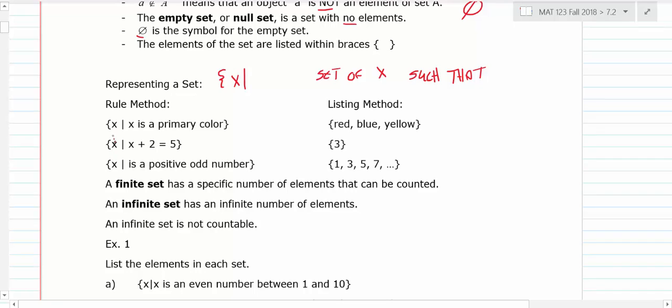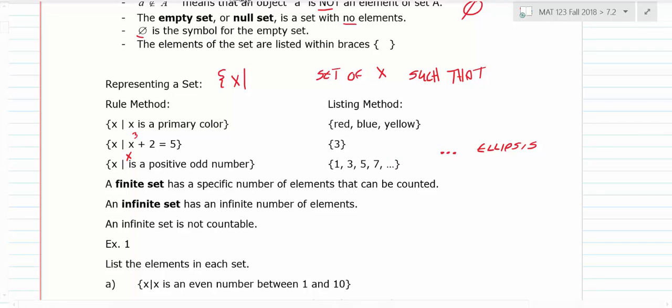Okay, here's another one, a rule method. The set of x such that x plus 2 is equal to 5. Well, there's only one answer to this equation, and of course that's 3. So the listing method would be that the solution is 3. Another example would be the set of x such that x is a positive odd number. That would be 1, 3, 5, 7, and so forth. And you put the 3 dots, just meaning that it goes on forever. Anytime you see the 3 dots, we call that an ellipsis. You don't really need to know that terminology. You just need to know what the 3 dots mean. So it just means it goes on forever.